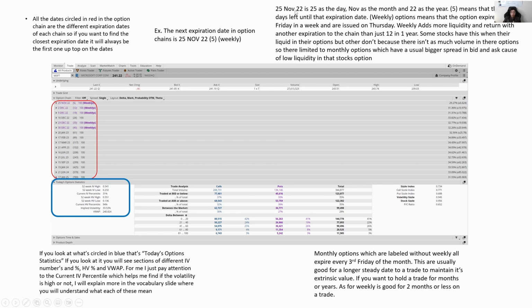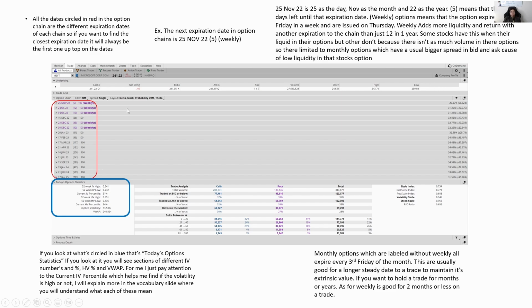So 25th November 22: the 25th stands for the day, November, which is NOV, stands for the month, and 22 stands for the year. And the 5 in parentheses means that there are 5 days left until the expiration date. And weekly stands for weekly options. Weekly options expire every Friday of a week, and they're issued on Thursday.